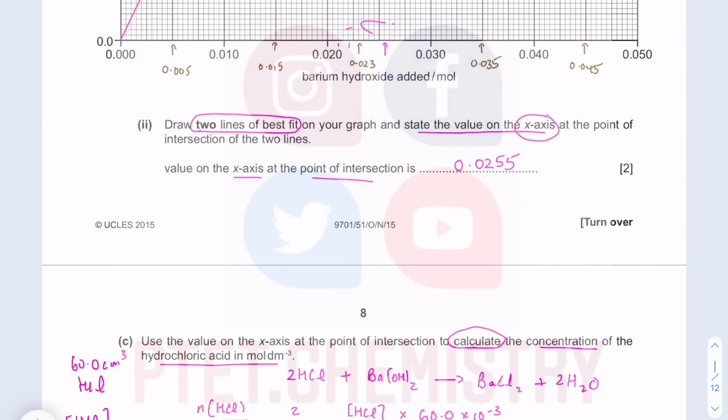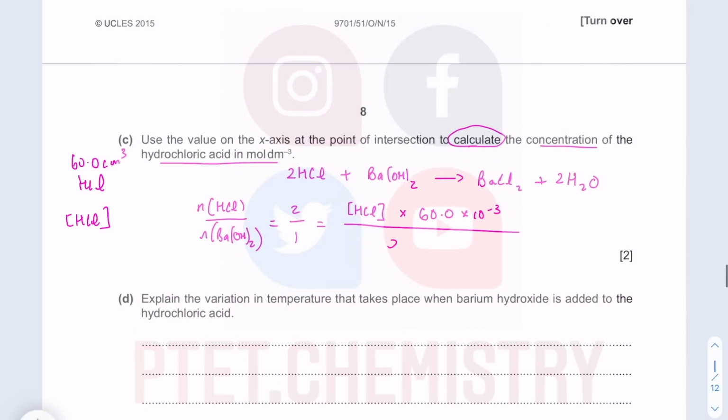Oops, nope, I don't want that. Okay, 0.0255. So that is all set up nicely. The concentration of HCl will be 2 times 0.0255 divided by 60.0 times 10 to the minus 3. So put it into your calculator. And I get 0.85. That is what my calculator shows me.